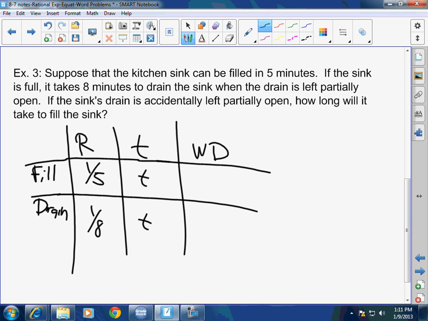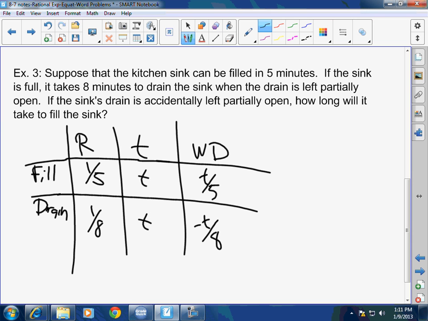But here's the trick here, guys. What's the fill work done? T over 5, very good. Now, what's the drain work done? Negative T over 8. All right? I didn't put a negative in the beginning, and I know I didn't. But you guys got to use logic. You just got to read and be careful.